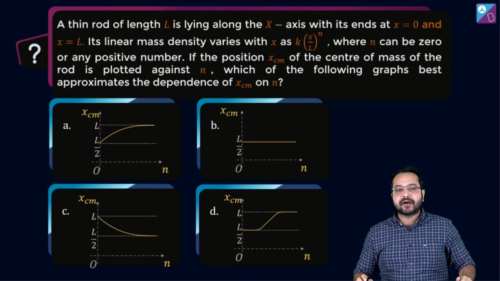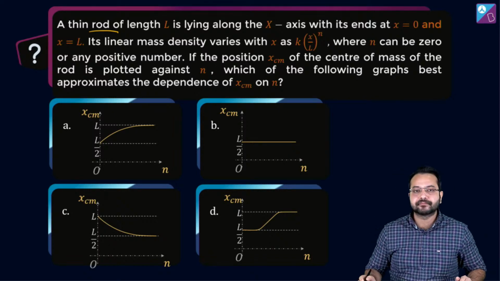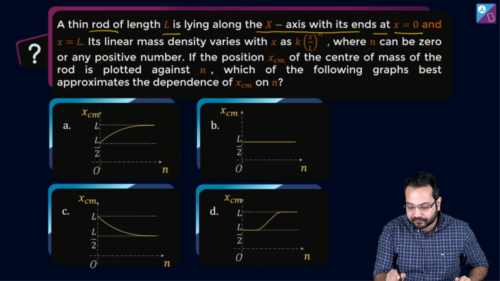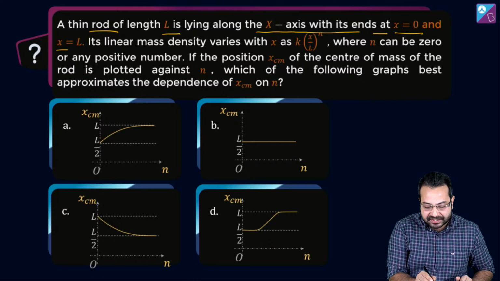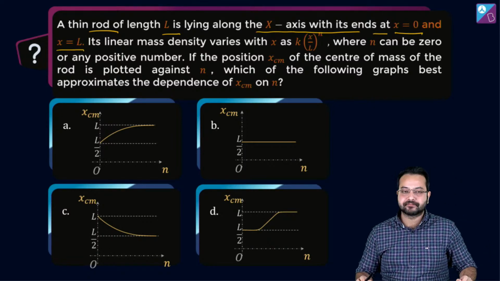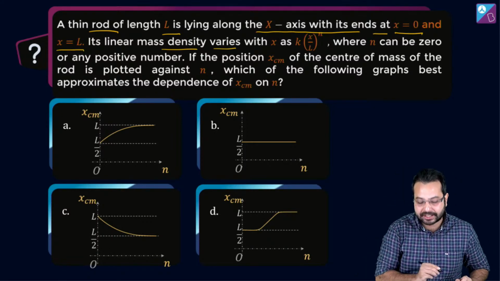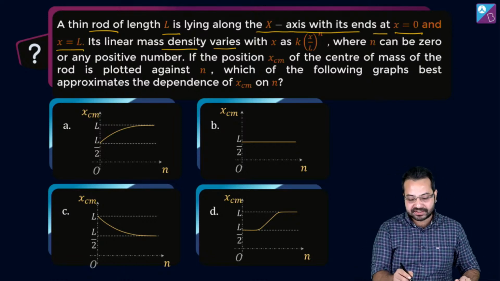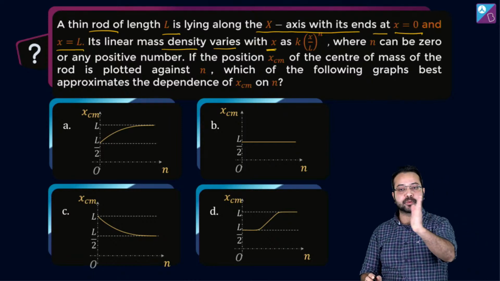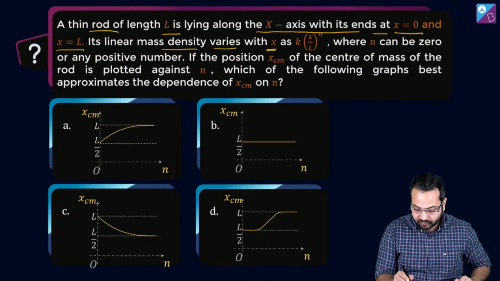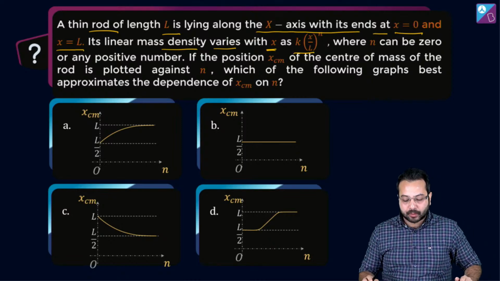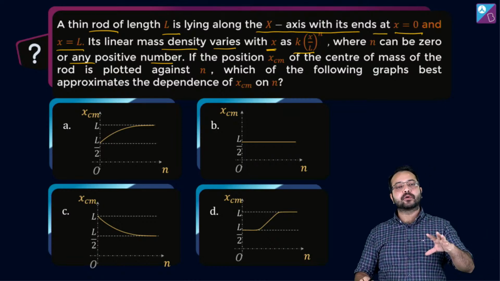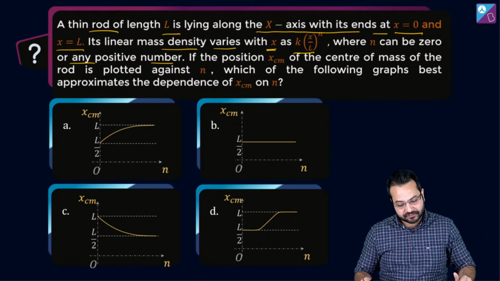Okay, so what do we have here? We have a thin rod of length L, and it is lying along the x-axis, and one of its ends is at x equal to 0 and the other end is at x equal to L. Its linear mass density. What is linear mass density? Mass per unit length. Its linear mass density varies with the position x as k into (x by L) to the power n, where n can be 0 or any positive number. So it is given to us that n can be 0 or any positive number.